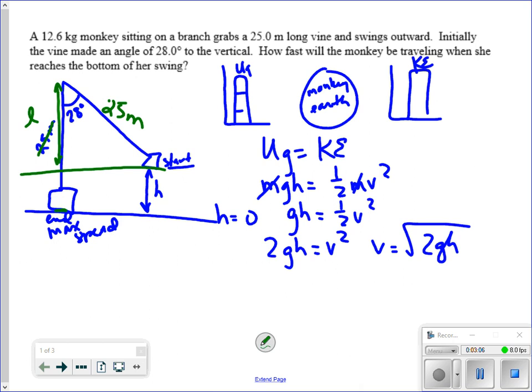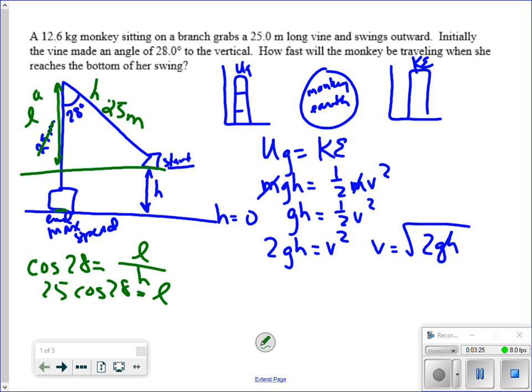Okay, so if I'm looking at trig, of course this is my hypotenuse, this is my adjacent side, so cosine of 28 equals the adjacent side, which is L, over the hypotenuse. So if we say 25 times the cosine of 28, this will give us, I might be having a little bit of a flashback. Let's see, whoops. Sorry, I'm working a calculator as I talk to you guys. So that means that L is 22.07 meters.